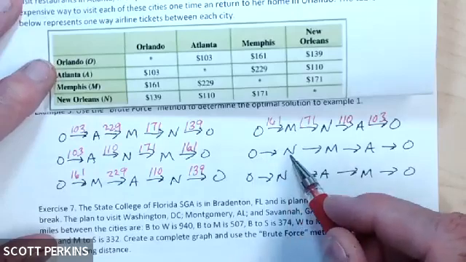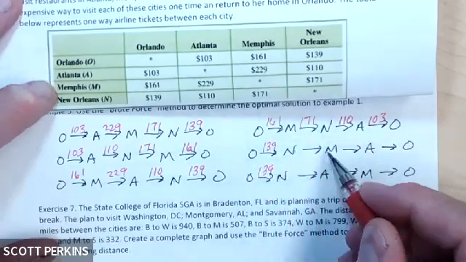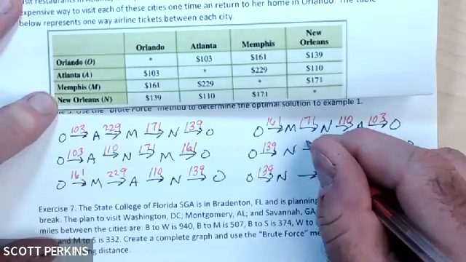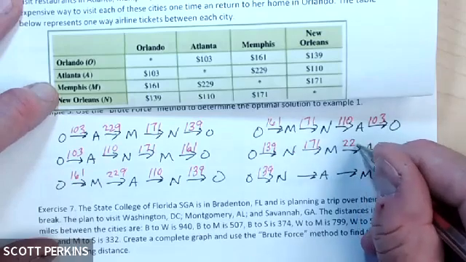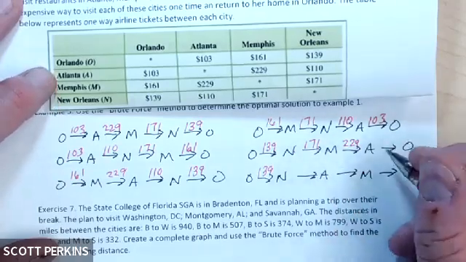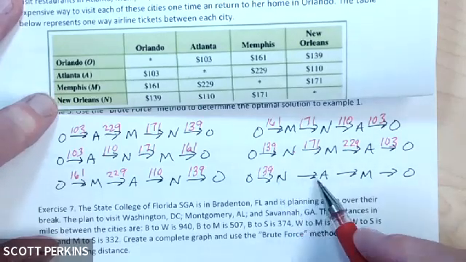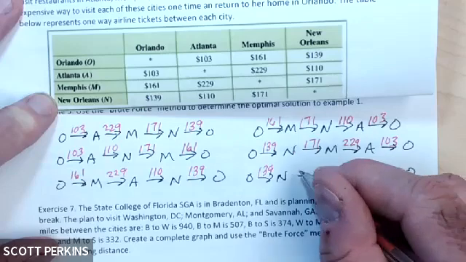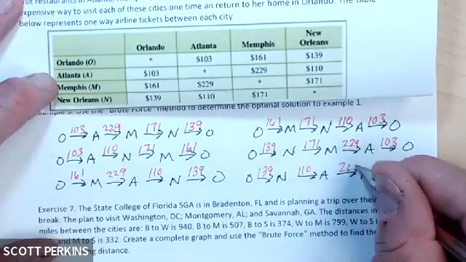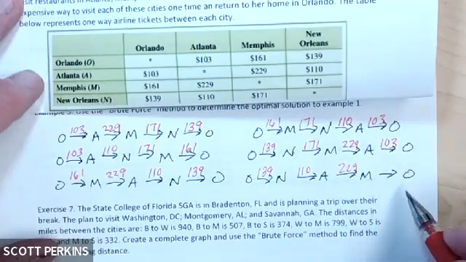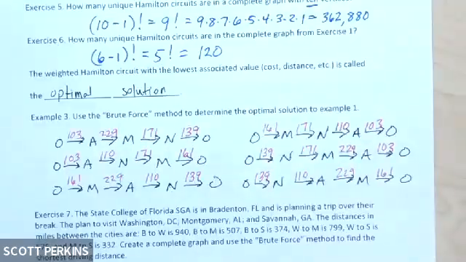So Orlando to New Orleans is 139. New Orleans to Memphis is going to be 171. Memphis to Atlanta is 229. And then Atlanta back to Orlando is 103. And last but not least, finally, New Orleans to Atlanta is going to be 110. Atlanta to Memphis is going to be 229. And then finally, Memphis to Orlando is 161. Woo.